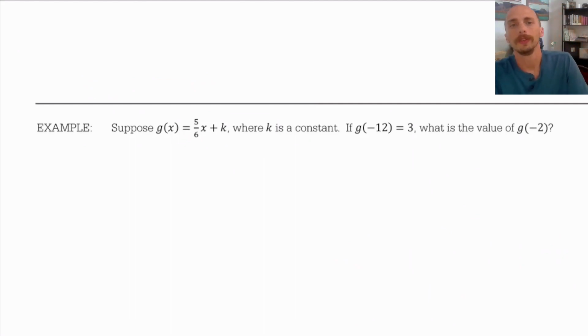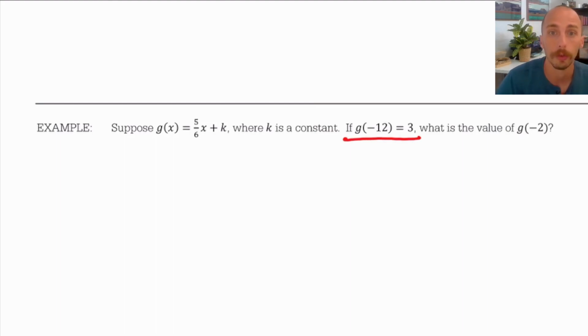All right, now the last two examples I got for you are examples I want to go through because they're going to be on the homework, they're going to be on the quiz, and they're going to be on the test, right? So I want you to be well prepared. The first one is, suppose g of x equals 5/6x plus k, where k is some constant that we're going to find out using the data we're given. And so say g of -12 equals 3. That's what we're going to use to find k first. What's the value of g of -2?